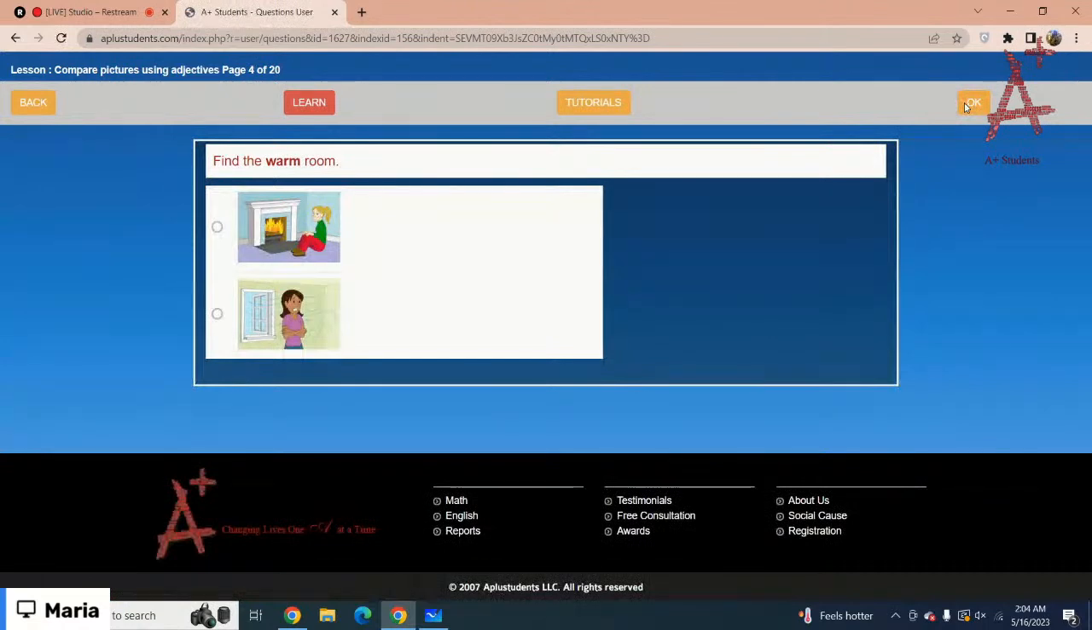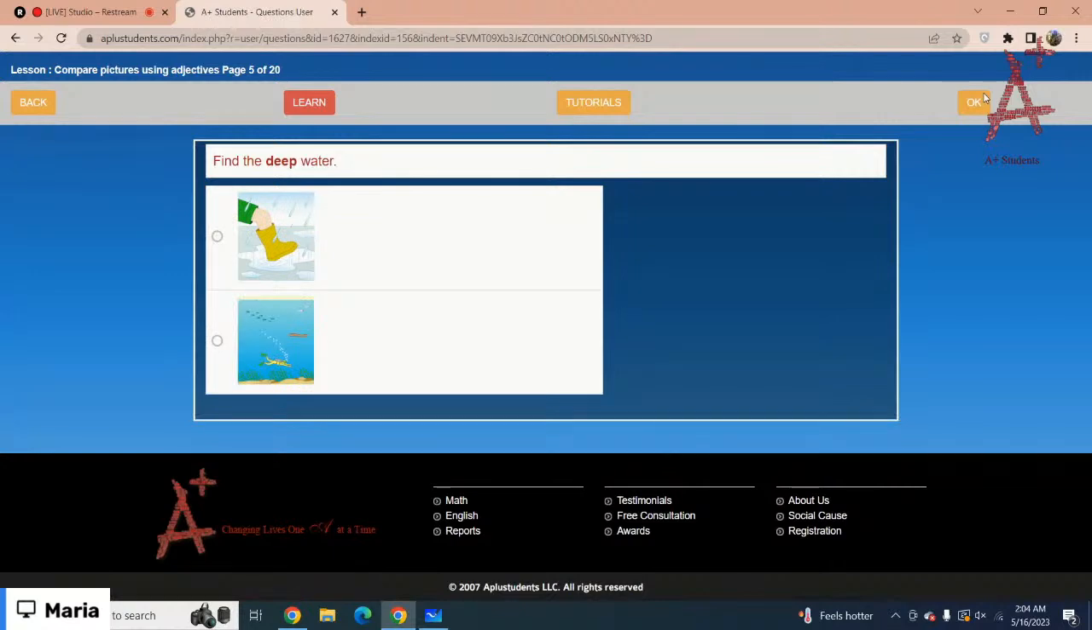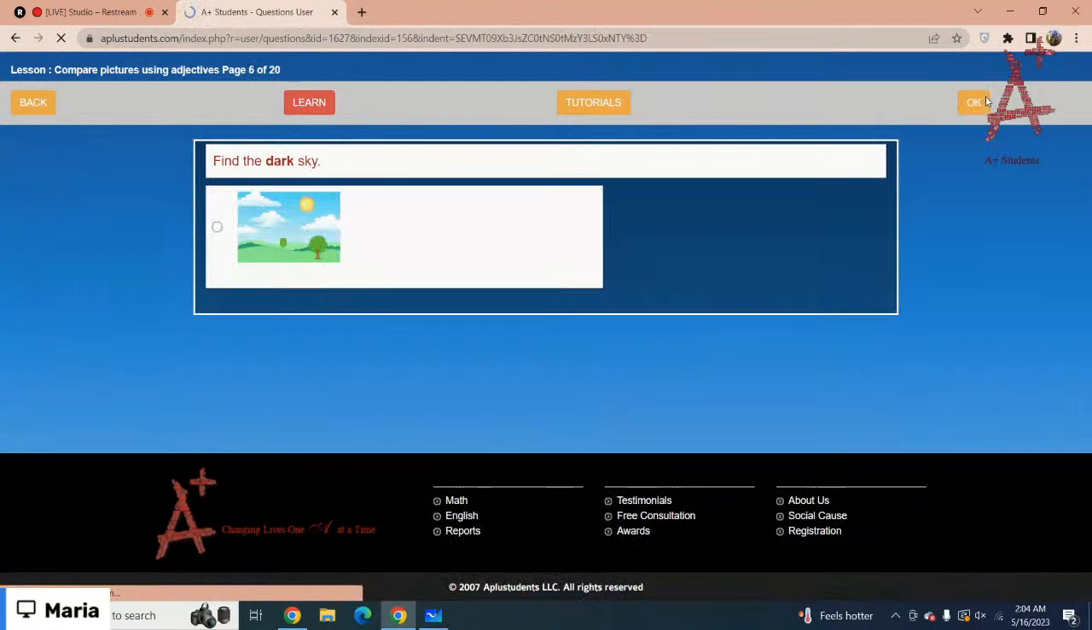Find a warm room. Which room is warm? Option one or option two? Option one is the warm. You can have a heater in one, so it would be the warm room. Find the deep water. Which water is deep? The water that is from the rain, or the one that is in the sea? Yes, the second one is the deep. Got it. The first one is just the water that is from the rain.